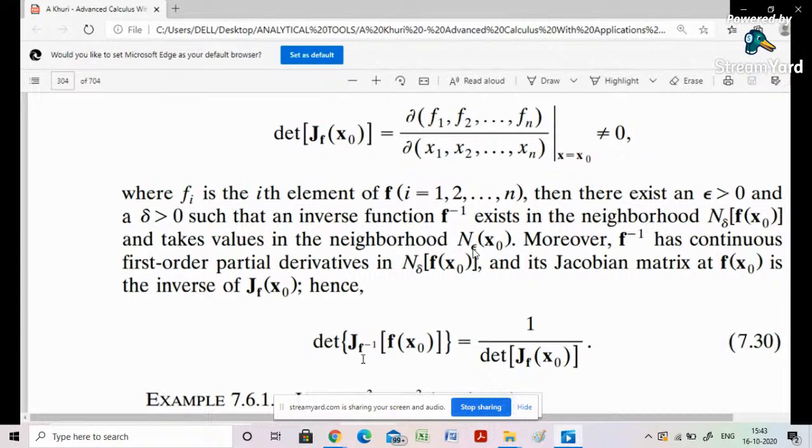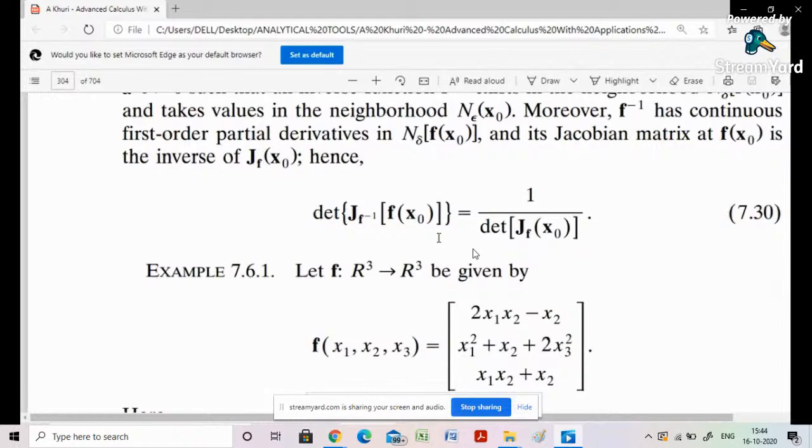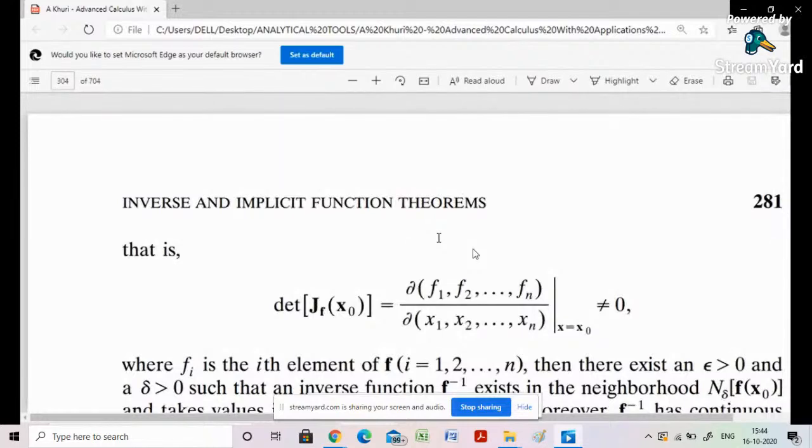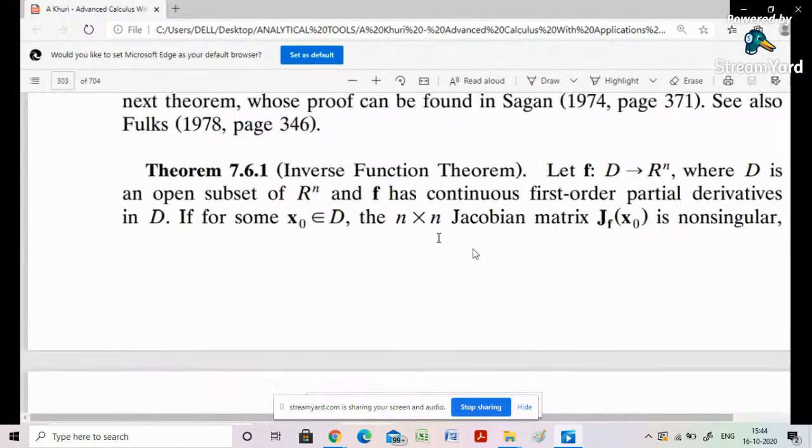So what is the Jacobian matrix of the inverse function? It is nothing but the inverse of Jf of x naught. So what will be the determinant? The determinant of J f inverse at f of x naught equals 1 by the determinant of Jf of x naught. So this is the theorem statement only. We don't have the proof. The conclusion of this theorem: if there are two conditions, that is the first condition, first order partial derivatives.